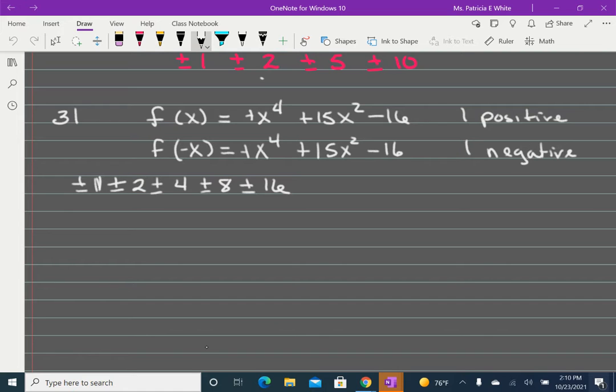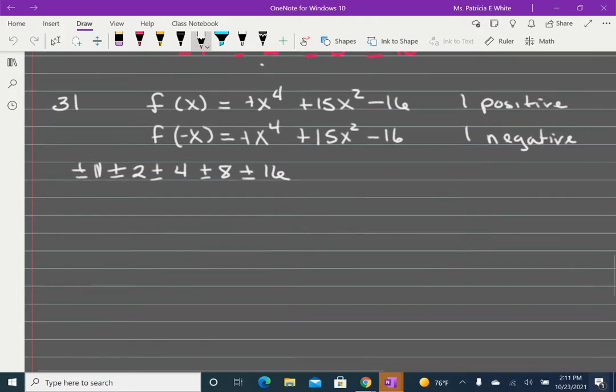Then I need my potential zeros. So I've got P over Q. Again, it's nice that Q is 1 because that means all I need is my factors of P. 1, 2, 4, 8, and 16.